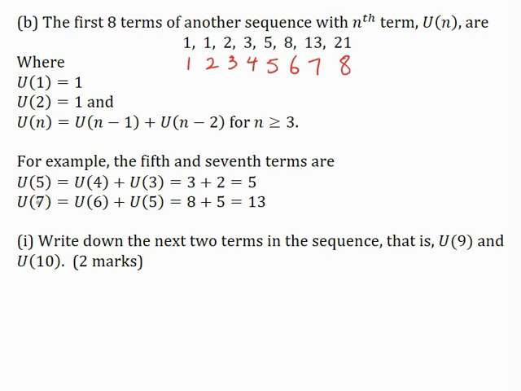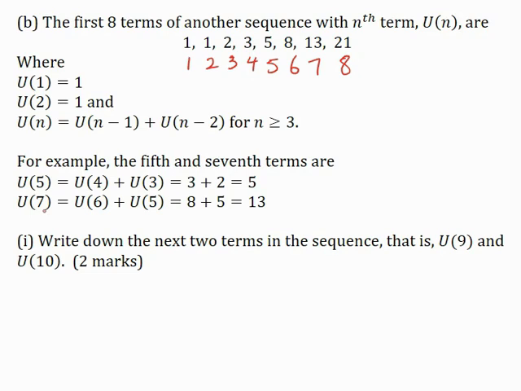Next, I'm going to study this pattern that they gave us here. And then we'll use that with the formula to find u of 9 and u of 10. So notice here that when n is 5, 5 minus 1 here is 4, 5 minus 2 here is 3. So u of 4 plus u of 3. So the fourth term here is 3 and the third term is 2. So 3 plus 2 is 5. So that's how they came up with the 5.